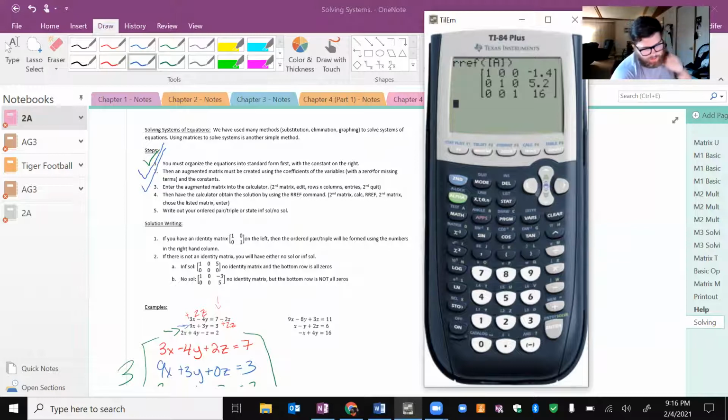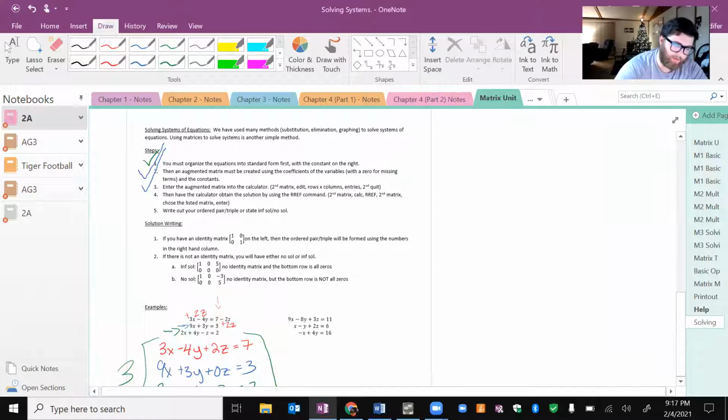So here we go. What are my solutions? My solutions are right here. Let me compare two things here. Notice how my X is in my first column, and I have a 1 in the top left, first column. That means X is going to equal negative 1.4. So that's going to be the first solution I'm going to get.